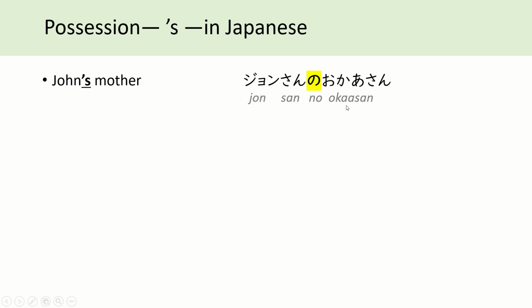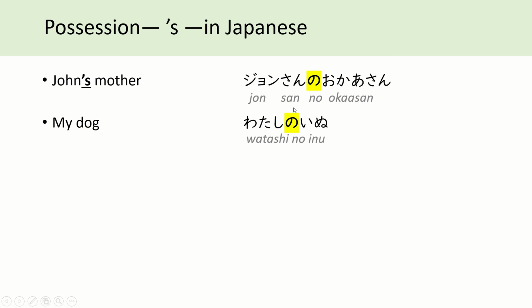I have John-san no okaa-san. So we can see this no is basically used in the same position as apostrophe S is in English, and it means the same thing. But sometimes we don't mark possession in English with apostrophe S. So for example, we say my dog. And in that case, in Japanese, we would say watashi no inu.